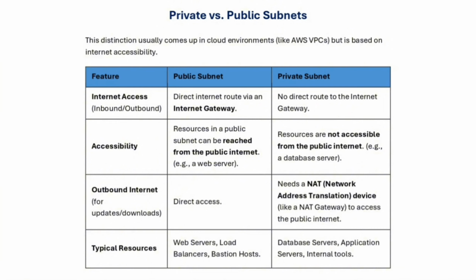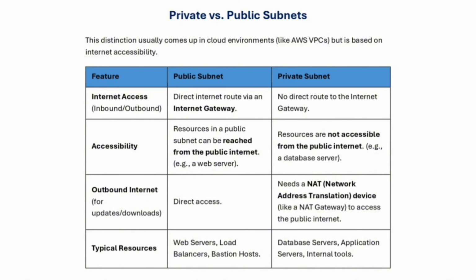For accessibility, resources in a public subnet can be reached from the public internet, such as a web server. In a private subnet, resources are not accessible from the public internet, for example a database server. For outbound internet for updates or downloads, a public subnet has direct access, while a private subnet needs a NAT gateway to access the public internet.